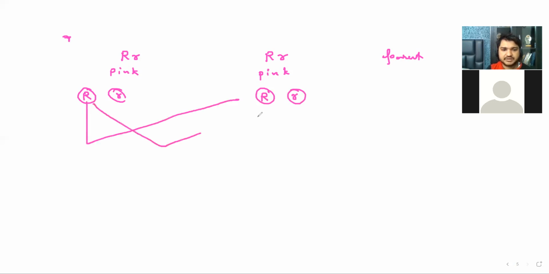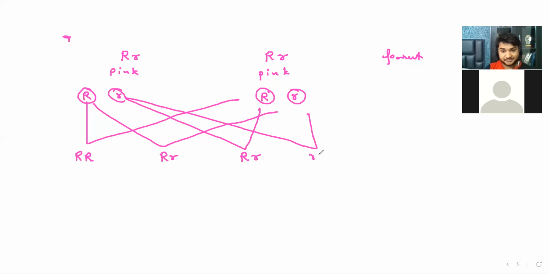It can combine with this. It can combine with this. It can combine with this. It can combine with this. So you are going to get capital R, capital R, small r, capital R, small r, small r, ratio one, two, one. Very good. So just tell me, this is capital R, capital R. Both are red. That would be red, are you sure?